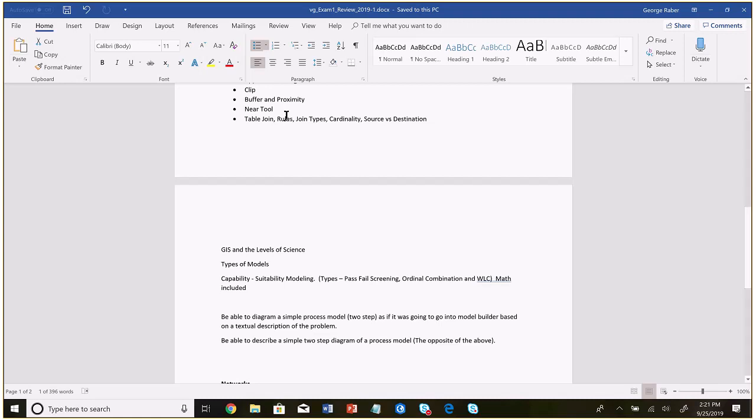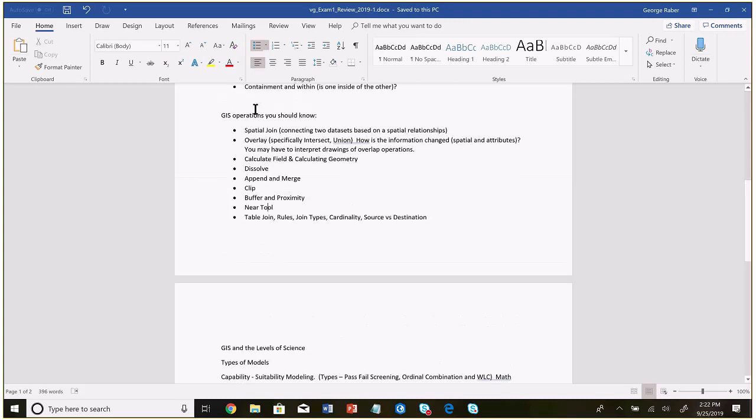All right. The buffer and the rest of the proximity tools. I think the only other proximity tool that's on the test is the near tool. What does it do? It finds the distance to the nearest feature in another data set. So you're given data set A, you get data set B, and every feature in data set A is given the distance to the nearest feature in data set B. And buffer, I think we've covered well enough. Everybody understands what that does.